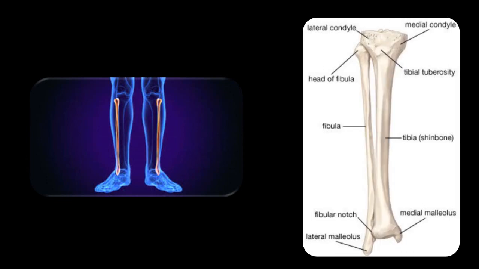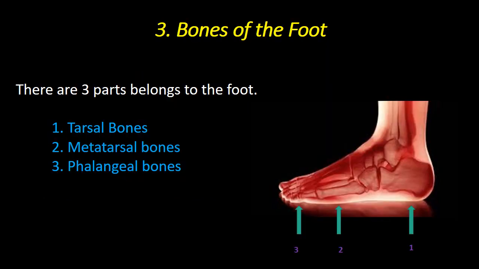Here, you can also study further about the tibia and fibular bone parts. Now, let's move to our third part of the lower limb, the bones of the foot. There are three parts belonging to the foot. Those are the tarsal bones, metatarsal bones and phalangeal bones.